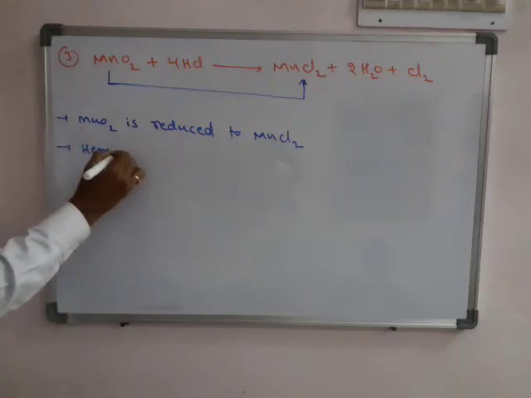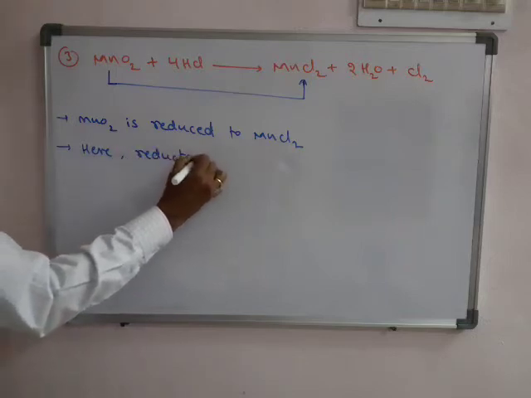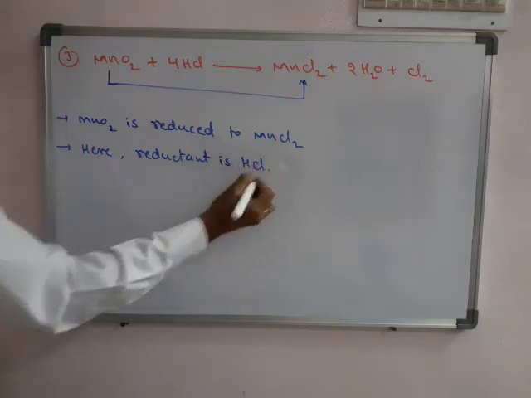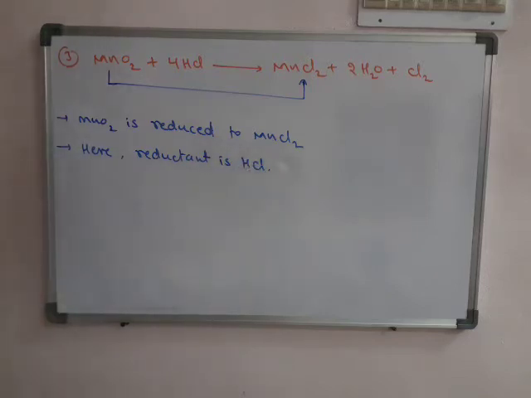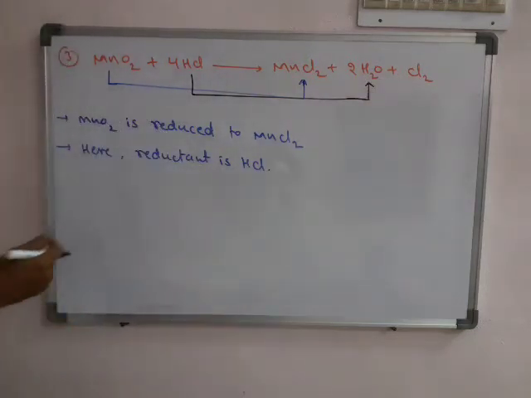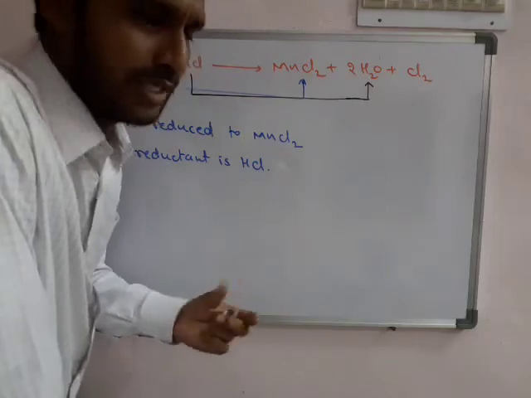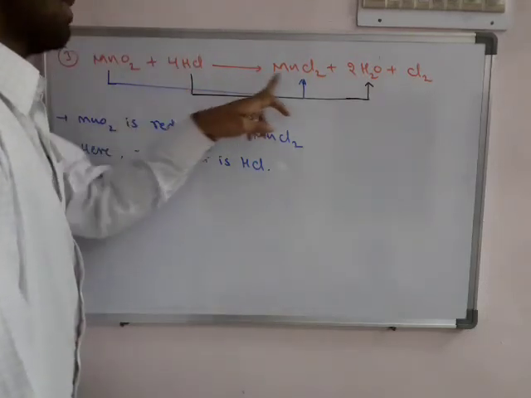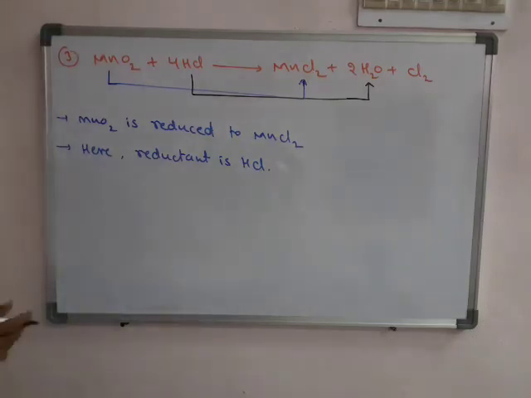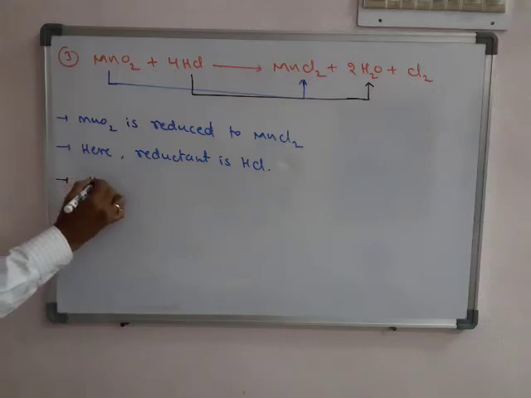So we can write here, the reductant is HCl. Exactly the reverse thing takes place: HCl gains oxygen. So HCl becomes H2O. There is no change in the chlorine here, but HCl becomes H2O, so it is oxidized as it gains oxygens. So here hydrogen gains oxygen, it is oxidized.